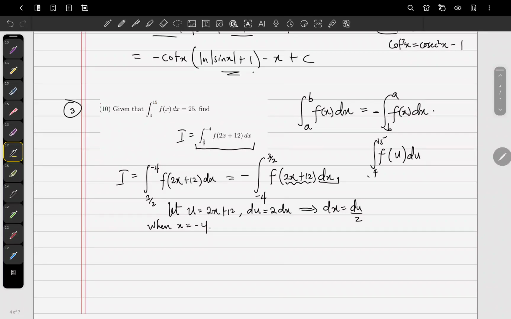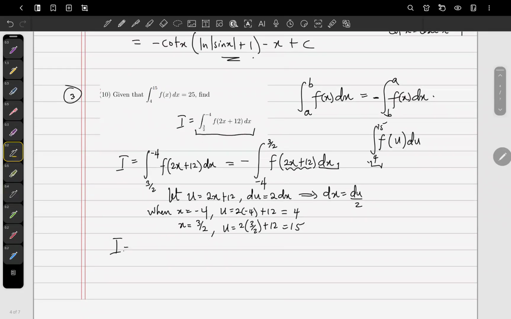So when x is equal to negative 4, u will be 2 times negative 4 plus 12, which is going to be 4, because that is 12 minus 8. And when x is equal to 3 over 2, u will be equal to 2 times 3 over 2 plus 12, which is equal to 15. It's making sense, because we have 4 and 15.